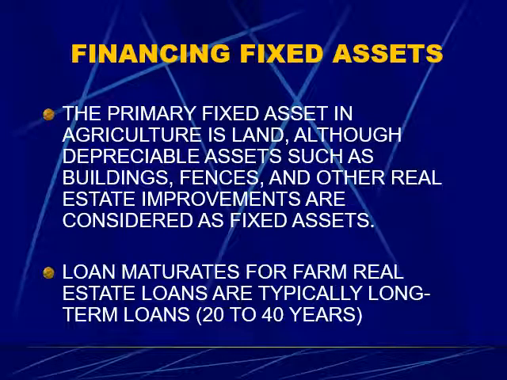Now, when we're talking about fixed assets, we're really talking about land, although there are some depreciable assets that may be part of that land, such as buildings and fences and other types of assets. But the loan maturities on farm real estate loans are typically in the area of 20 to 40 years. In other words, you're going to have a maturity that gives that asset enough time to generate the profits that are necessary to pay it back.